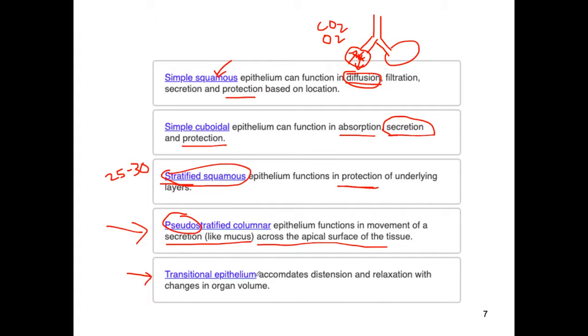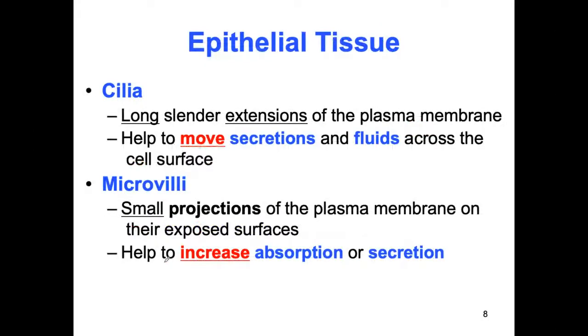So basically, transitional epithelium can accommodate distension and relaxation. Think of a balloon. Think of a urinary bladder. A urinary bladder can be relaxed, or it can be distended if it's filled with urine. So we have to give these epithelial cells the ability to change shape. Those are transitional cells. So I think of a urinary bladder, any type of organ that can increase in size and alter its size.